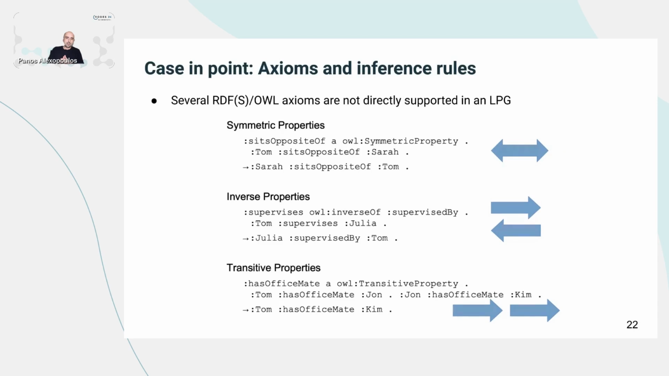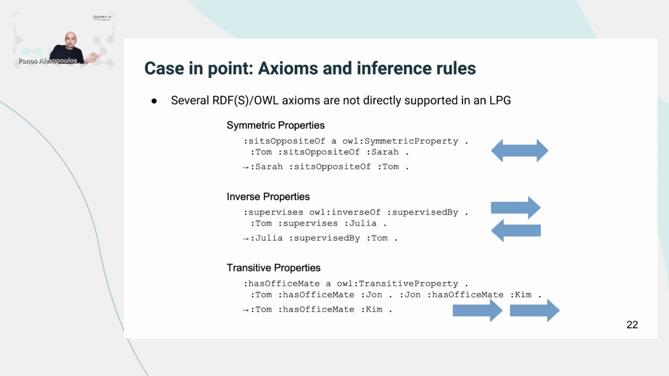A second example is certain axioms and inference rules that OWL defines. So in Ontology Web Language, we are able to define particular axioms that govern relations. So for instance, we can say that a relation is symmetric. A relation is symmetric when it's valid in both sides. So for example, the sits opposite of relation is a symmetric property because if a person sits opposite of another person, then the other person also sits opposite of the first person, right? Like Tom sits opposite of Sarah, then we can infer that Sarah sits opposite of Tom.